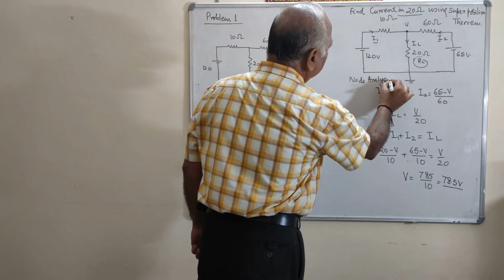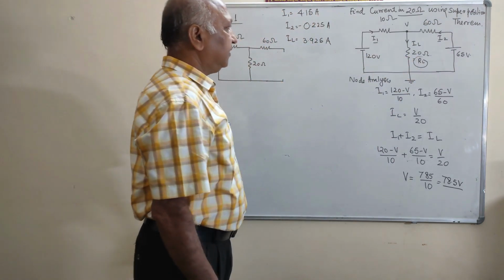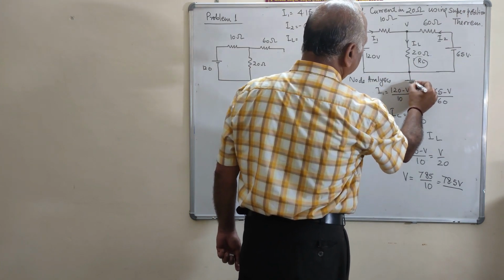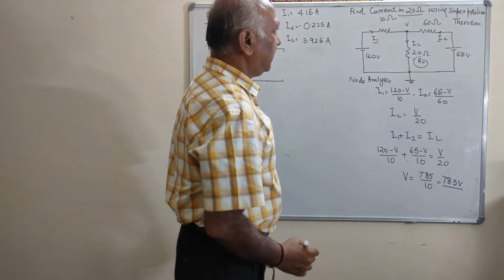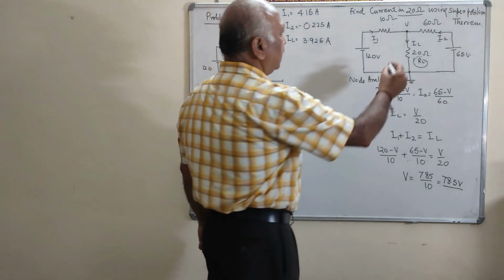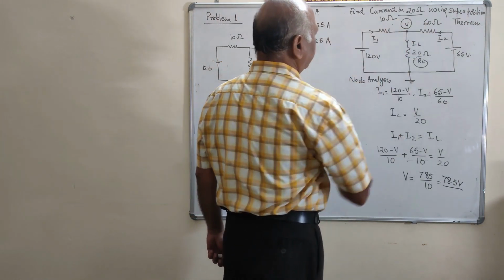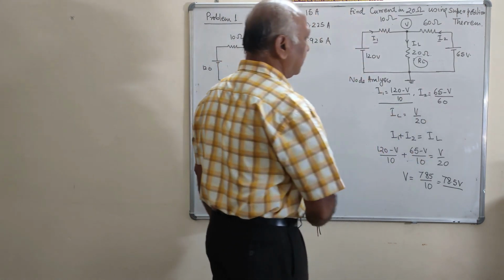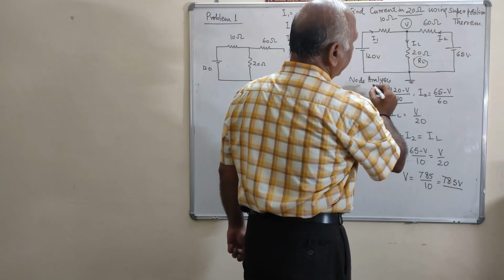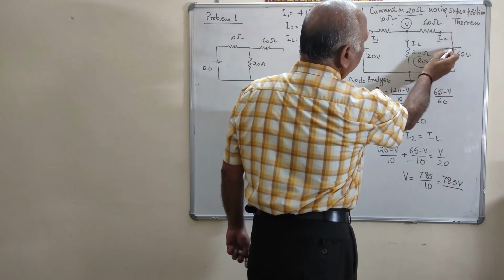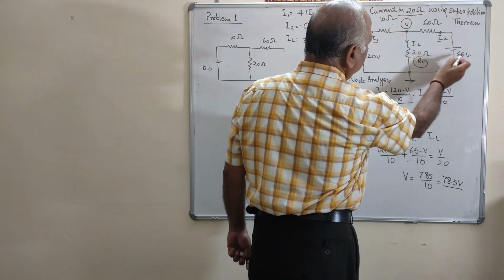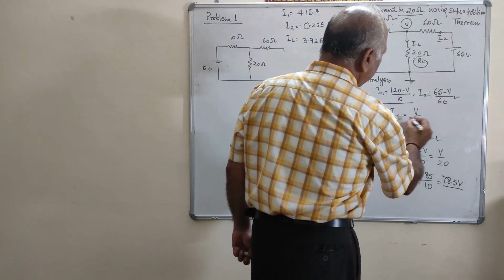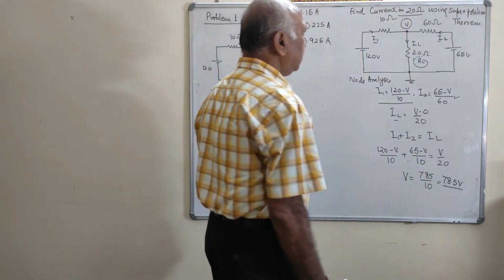Clear? Now we will apply node analysis to find I1, I2 and IL. You will see this is a node and this is a node, and this node is taken as the reference node, which is the zero potential node. Here we have taken the voltage V1. Then what is I1? That is 120 minus V upon 10. What is I2? I2 current is going from this side to this side. That is 65 minus V upon 60. And what is IL? That is V minus 0 upon 20.